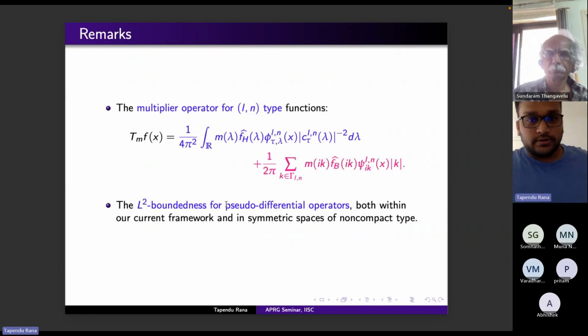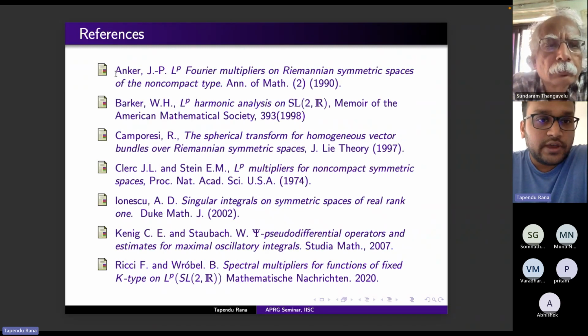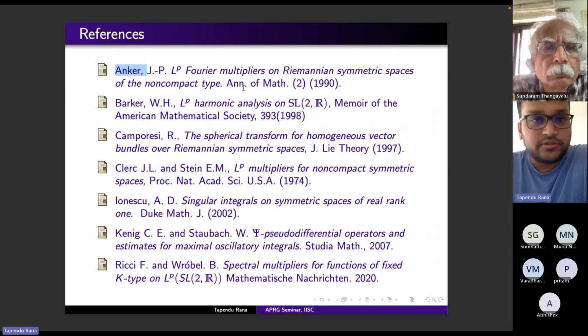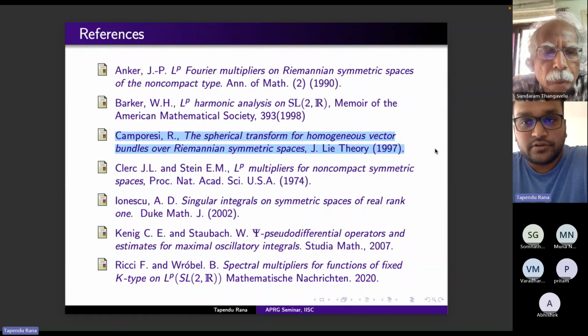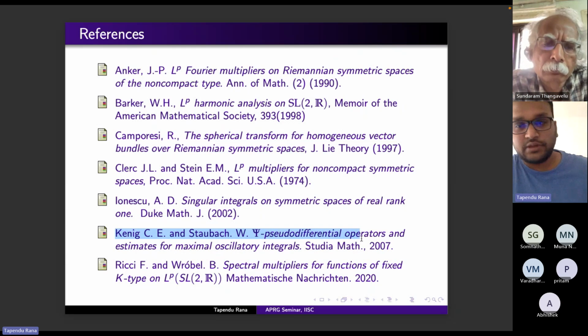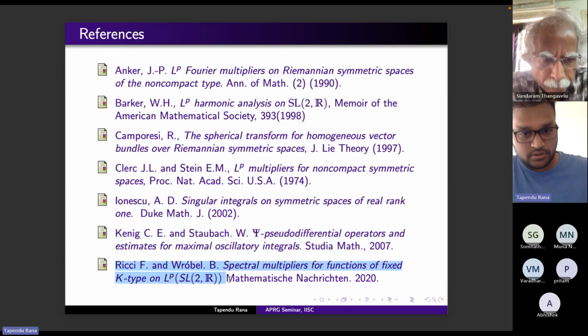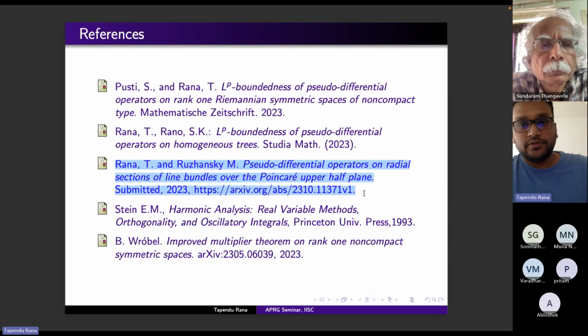Okay, and with this, let me give you some references for my talk. This is the Anker paper on the Hormander-Mikhlin multiplier theorem on non-compact types, and these are the references for the representation theory on SL(2,R). This is the result of Camporesi, who defines spherical Fourier transform on homogeneous vector bundles over general Riemannian symmetric spaces. This is the Stein and Clerc paper, this is the Anker paper, and this is the Strohmaier and Koenig paper from which we stated the rough symbol class. And this is the multiplier operator paper from which our Schur's operator is inspired. And this is the article on arXiv from which all our results are borrowed.